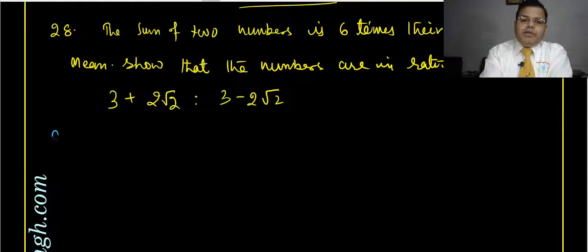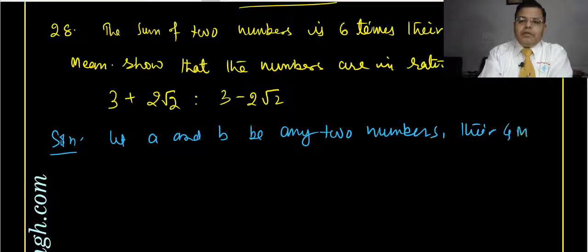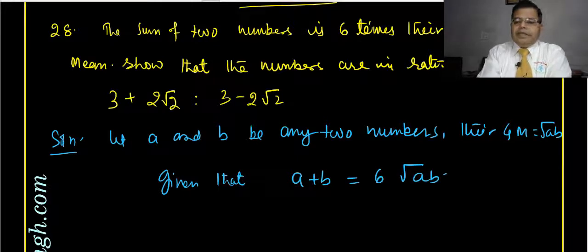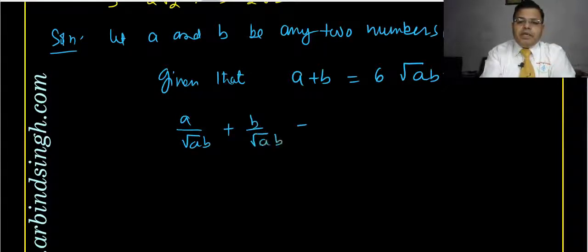Now we have to discuss this problem. Let A and B be any two numbers, and their geometric mean is under root AB. Given that the sum of the two numbers, that is A plus B, is equal to 6 times their geometric mean, that is 6 times under root AB. Write this as A by root AB plus B by root AB is equal to 6.